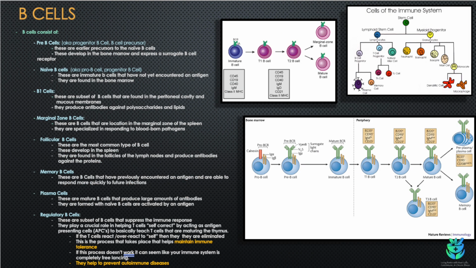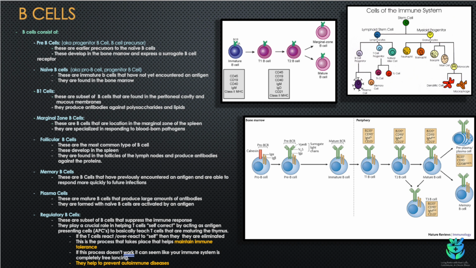B cells consist of pre-B cells. These are called progenitor B cells or B cell precursors. These are earlier precursors to the naive B cells. These develop in the bone marrow and express a surrogate B cell receptor. Naive B cells, aka the pro-B cell or progenitor B cell, are immature B cells that have not yet encountered an antigen, and they are found in the bone marrow.